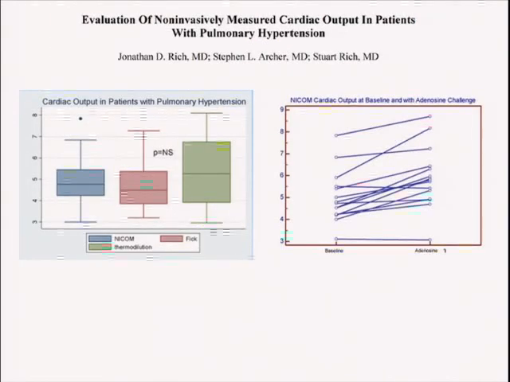This was a study reported in abstract form at ATS in patients with pulmonary hypertension. What was interesting is they compared bioreactance to thermodilution as well as the Fick method. And in fact, using Fick as the gold standard, there was a very close approximation with NICOM, whereas the precision of pulmonary artery catheter thermodilution was a little bit wider. And they gave adenosine as a pulmonary vasodilator and looked at change in cardiac output, and there was a very close correlation between the pulmonary artery catheter thermodilution and NICOM. It closely tracked the change in cardiac output.